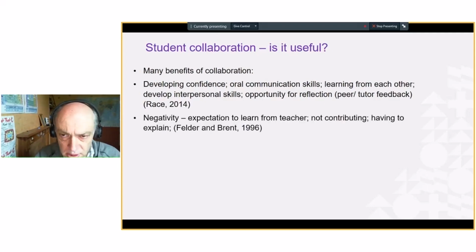There's some negativity, and this is anticipated from students. They expect to learn from the teacher. We're paying all this money, we want to learn from the teacher. They don't want to learn from each other. Students not contributing, and having to explain to other students who perhaps don't get the ideas, is seen as a negative aspect.